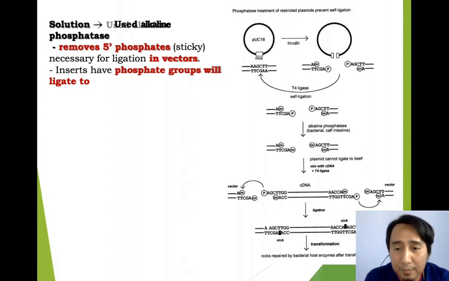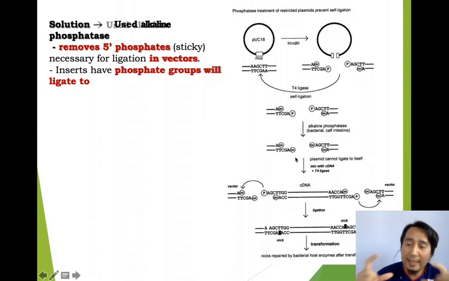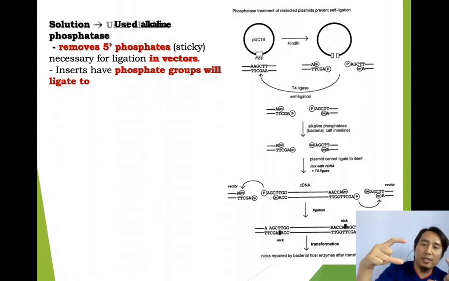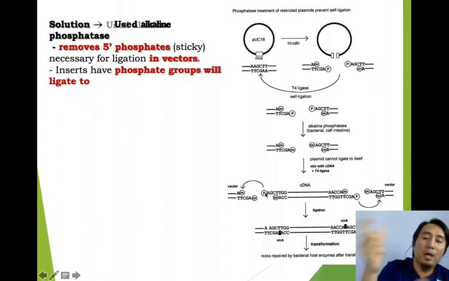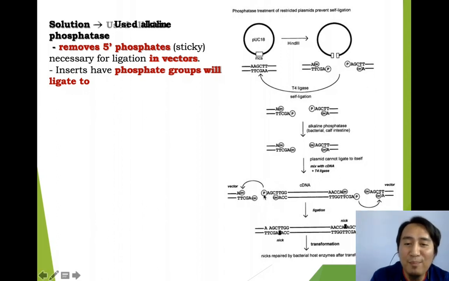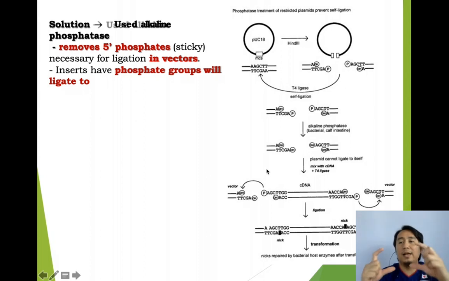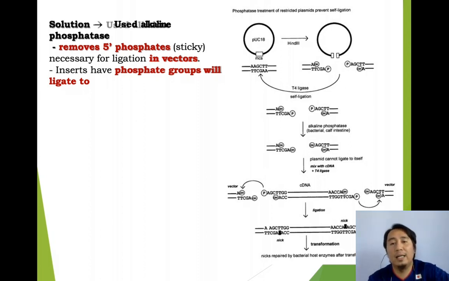Okay, so bila you nak buat clone, bila you nak ligate balik dengan you punya gene of interest, then you have to mix your gene of interest with T4 DNA ligase. So bila you mix you punya gene of interest DNA dengan T4 DNA ligase, dia akan remove balik OH group ni tadi jadi phosphates, right? Then baru dia boleh ligate. Okay, so insert that phosphate group will ligate to the vector lah. Okay, so this is the method to avoid self ligations of the vector by treating with alkaline phosphatase.